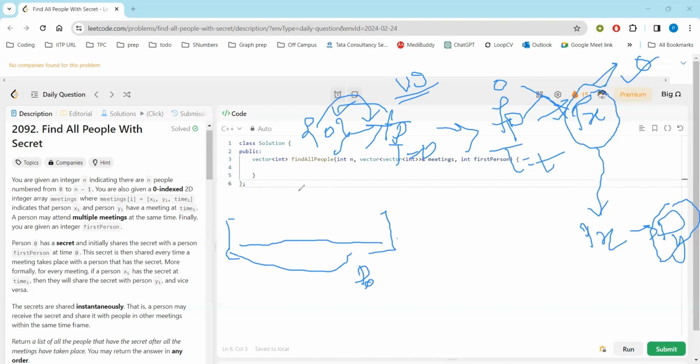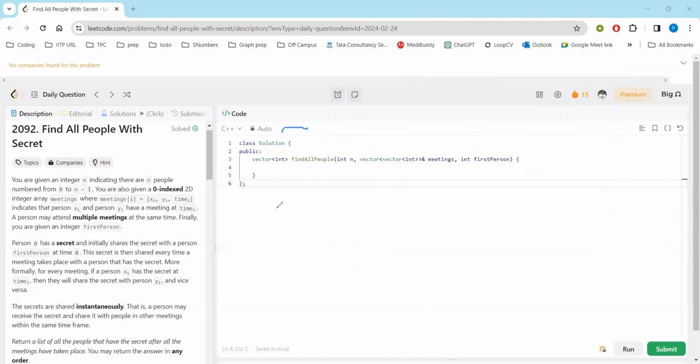That means at any time frame, there must be a meeting between 0 or FP and some person. Now, suppose there is a set of persons who know the secret. In this, 0 is also present and FP is also present. So these persons know the secret.